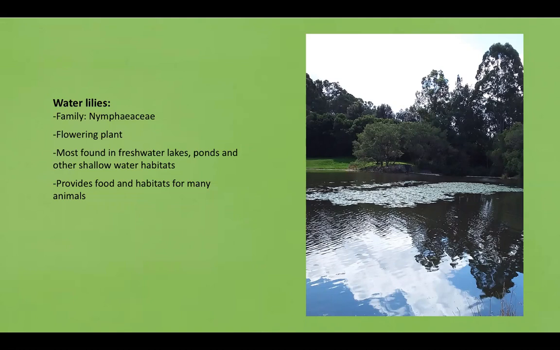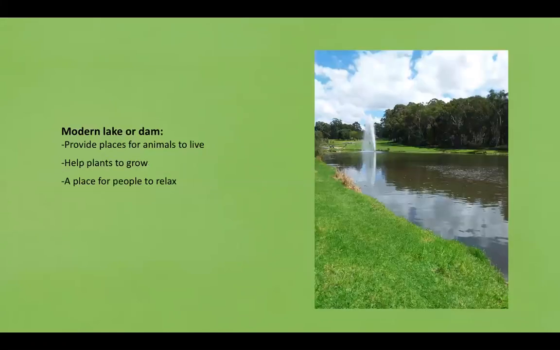And this one is the water lily, which belongs to the Nymphaeaceae family, and it is also a flowering plant. It is mostly found in freshwater lakes, ponds, and other shallow water habitats. They can provide food and habitats for many animals. A modern dam or lake can also be found in this region, which provides a place for animals to live, helps plants to grow, and is also a place for people to relax.